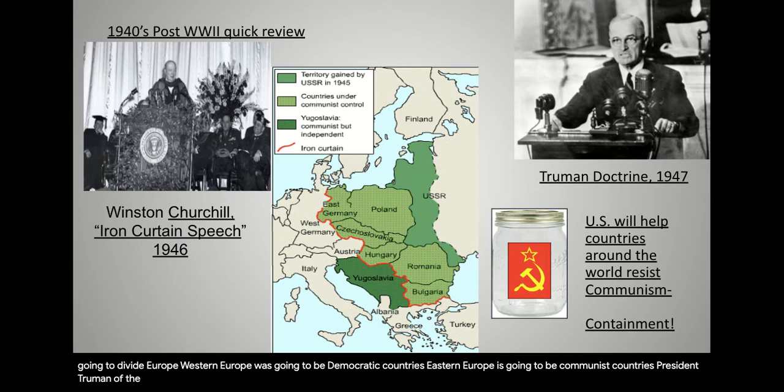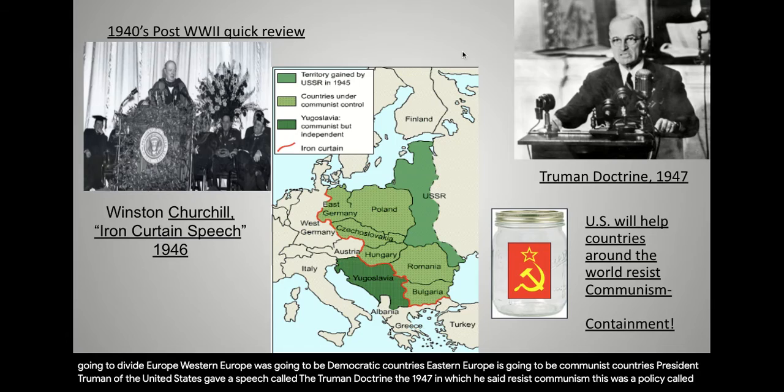President Truman of the United States gave a speech called the Truman Doctrine in 1947, in which he said the US will help countries around the world resist communism. This was a policy called containment.